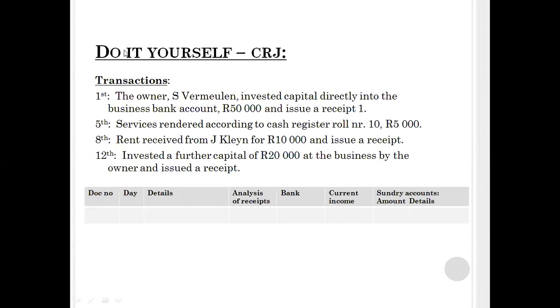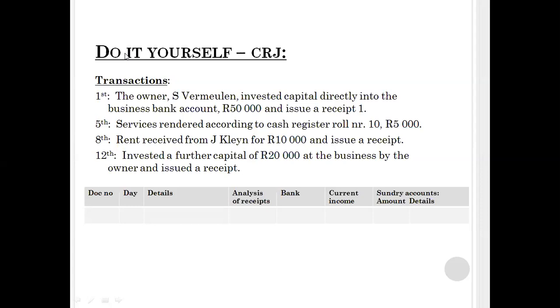There is an activity saying do it yourself, and you need to go and complete the CRJ, the cash receipts journal. I've only given you 4 transactions there. We can quickly scan through the transactions. On the first, it is saying the owner, Vermeulen, invested capital directly into the business bank account, 50,000, and issue a receipt number 1.